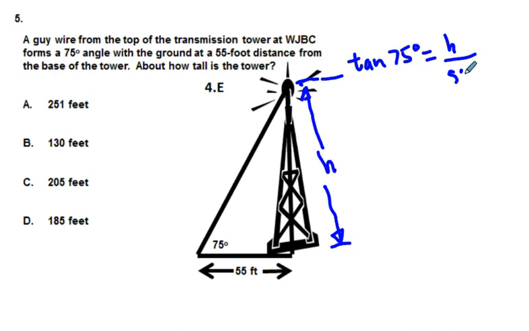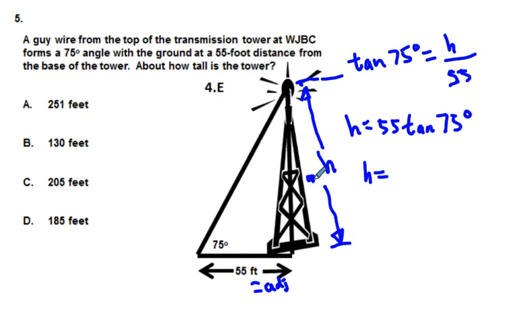which is 55 feet. So height is going to be equal to 55 tangent of 75 degrees. And again, this 55 down below is our adjacent side. Our height is our opposite side.